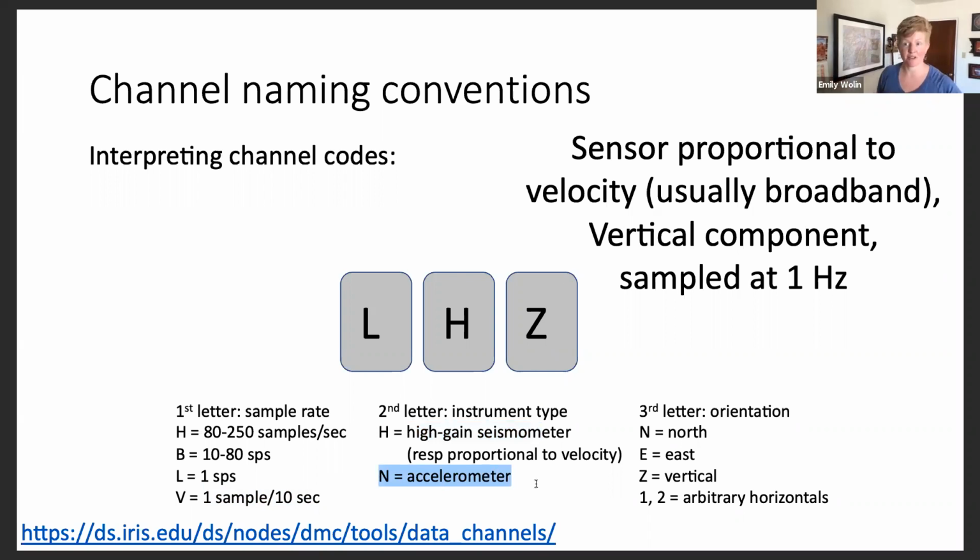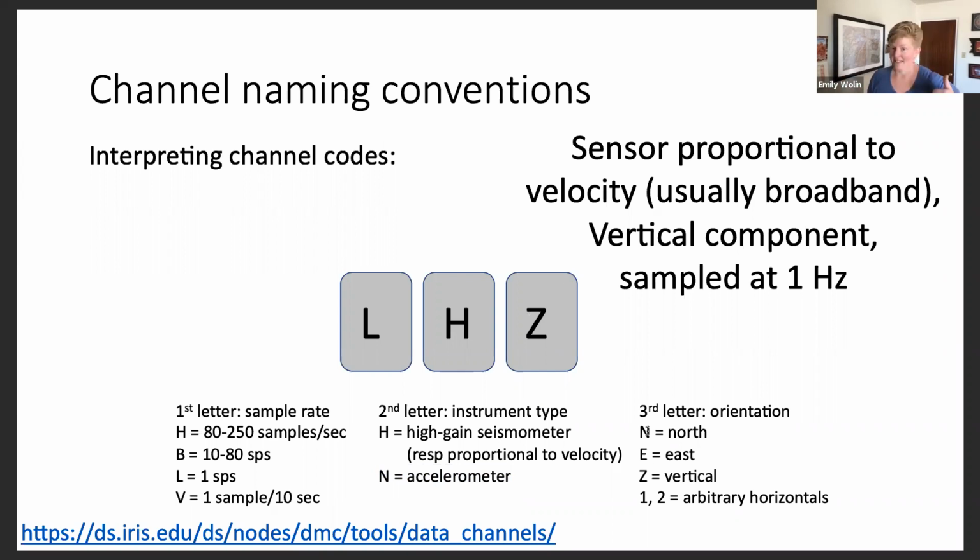There are a number of other second letters, different types of instruments. So if you're working with pressure or infrasound, this would be a B or D, for example. Magnetometers are F, I think. So there's a lot of different geophysical instrumentation that you can get. It's not just seismic.